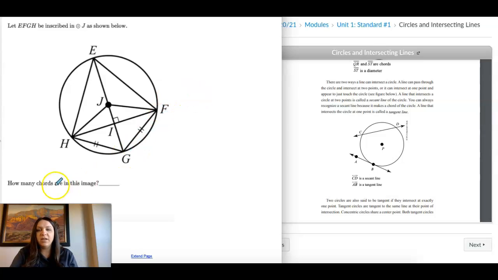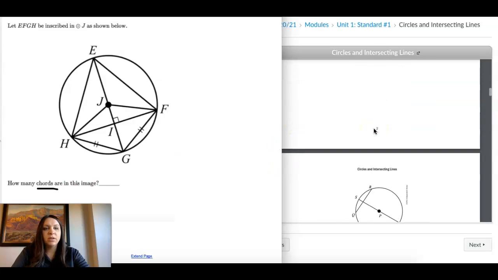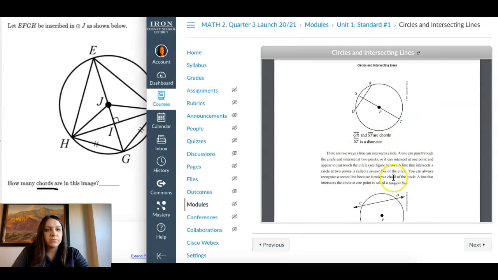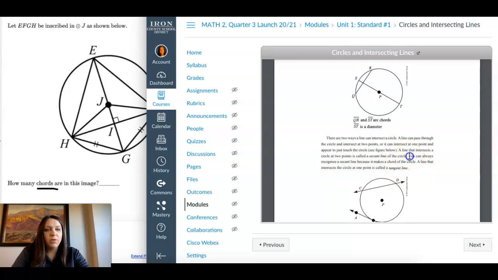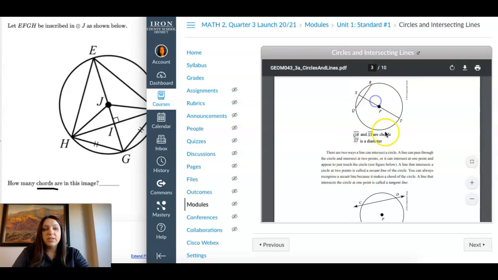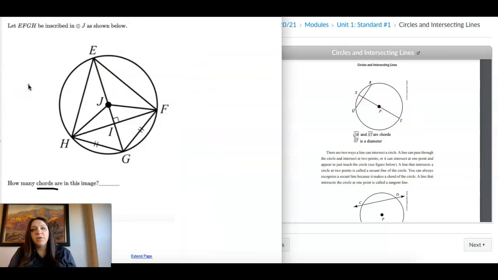This one is asking how many chords. So remember, a chord is, let's look. You can always recognize a secant line because it makes a chord of the circle. And here's an example. QR and ST are chords. So the diameter is actually a chord. It just goes from end to end. So I'm going to start with that. The diameter through the center goes from end to end of the circle, that's called a chord.